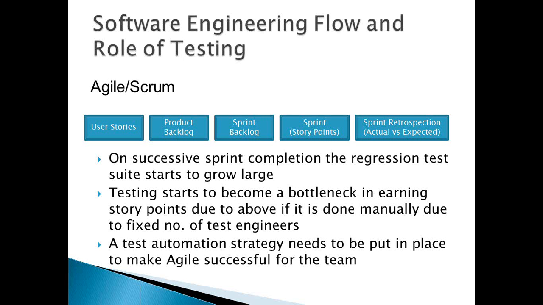So we need a test automation strategy to be in place to make the agile successful for the team. Because as per the principle of the agile, the team which comprises of the programmer, the program manager, the product manager, and the testers, they as a whole cannot move to the next set of stories in the next sprint till the time everybody is complete. And if testing becomes a bottleneck, then the whole team cannot move forward.